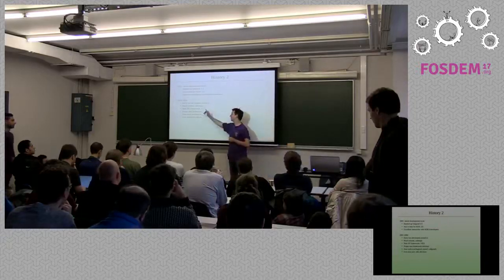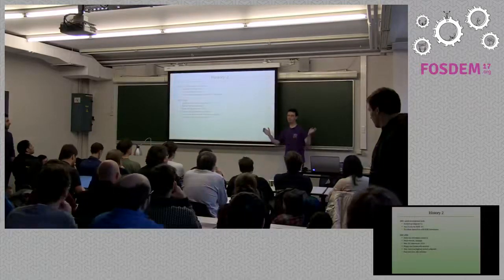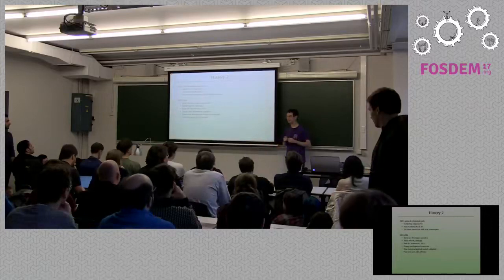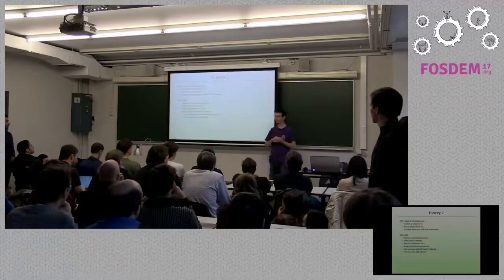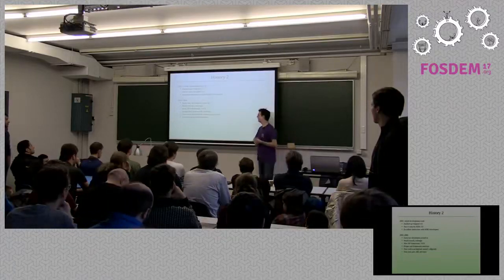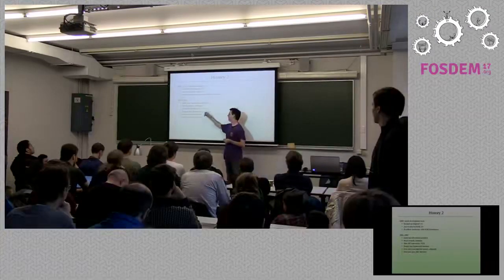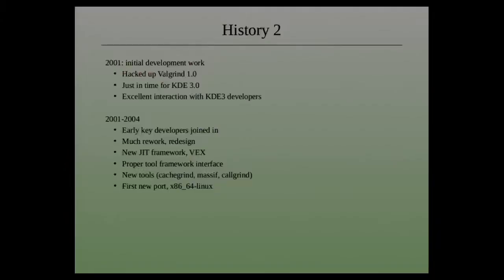After 1.0 came out, a bunch of key developers joined, so I was extremely fortunate to be joined by people who understood a lot more than I really understood. In particular, I only understood compilation aspects, and I didn't understand much about making a virtual machine that dealt with the Linux kernel. So there was then a phase of rework and redesign where everything was basically rewritten. We had a new JIT, we had much better handling of system calls and signals, and to some extent threads.